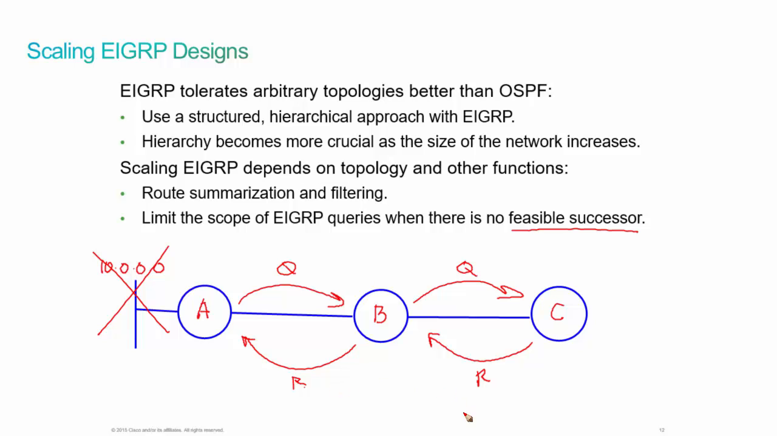But until then, we're not converged. A is actively looking for a route. Now, the larger the network, the larger the scope of our EIGRP queries, and the longer it takes to converge in our networks.